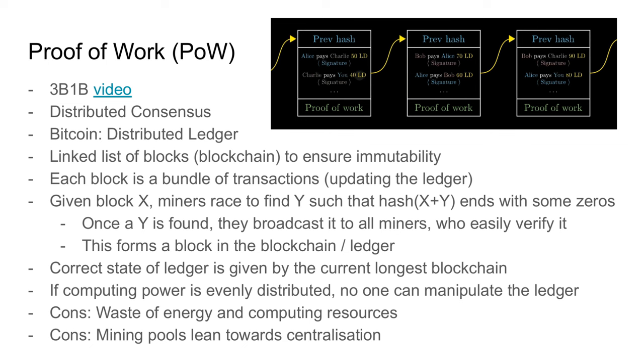So the idea is that, the correct state of the ledger, how people can reach distributed consensus on what's the correct state of the ledger, is they look at the longest blockchain. So because they look at the longest blockchain, the idea is that nobody can manipulate the ledger provided computing power is evenly distributed. Because if you want to be able to grow the blockchain to be the longest, right, you need to basically out-compute like half of the world's computing power. So that's the premise of Bitcoin.